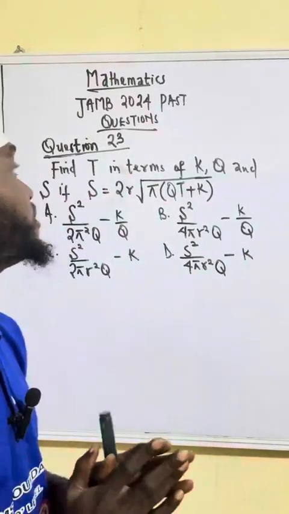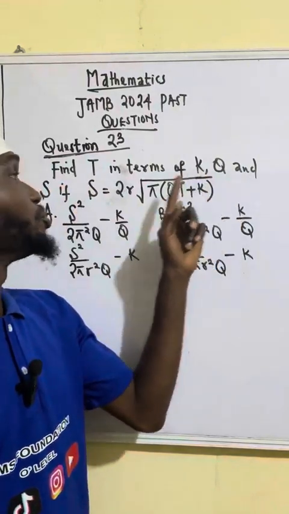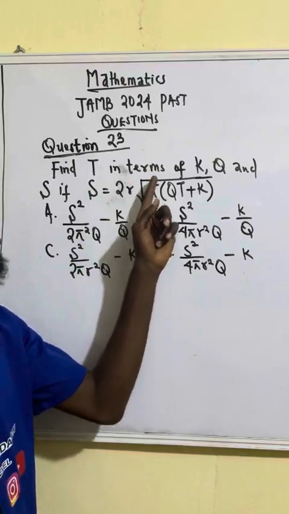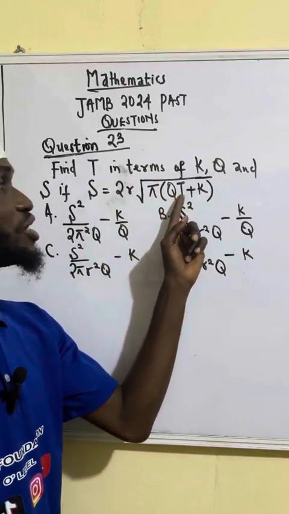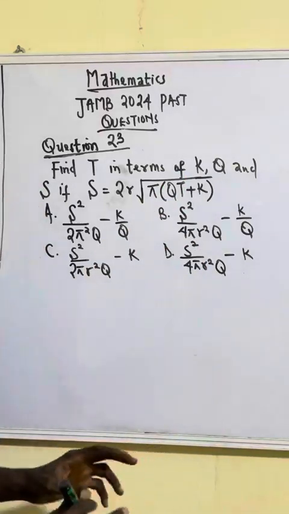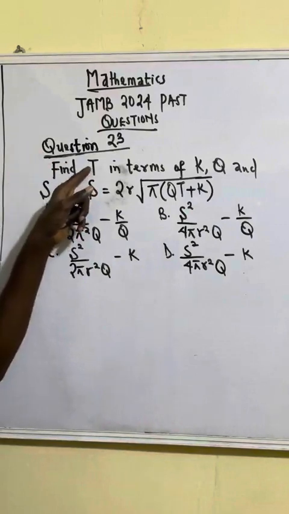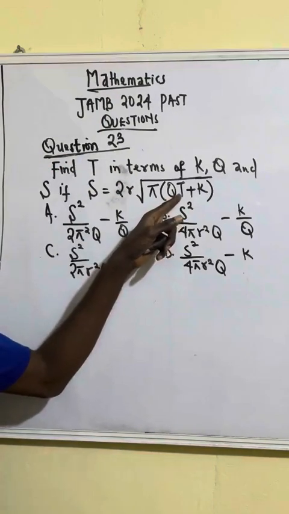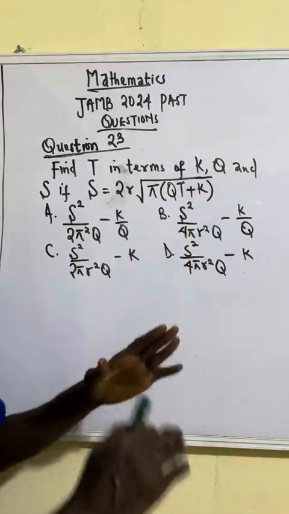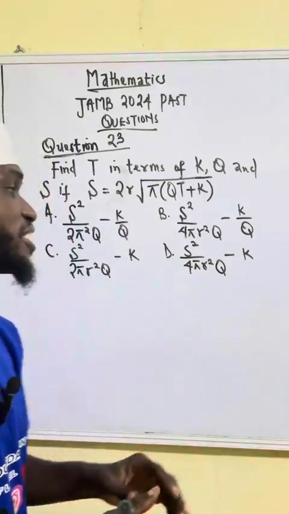Question 23, JAMB Mathematics. Find T in terms of K, Q, and S if S is equal to 2R square root of pi bracket QT plus K, all under the square root. Good. This is what they asked me to make T the subject of formula. See where T is placed. There is a lot of problems surrounding the T. So we need to deal with those problems one after the other. So you cannot rush in this case.